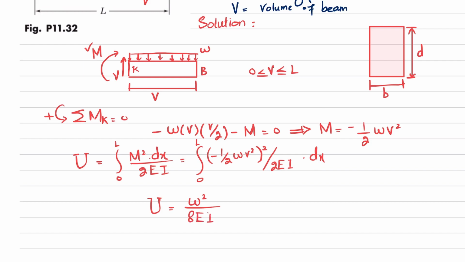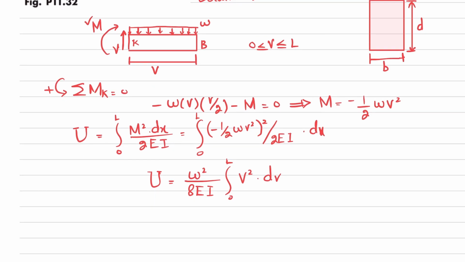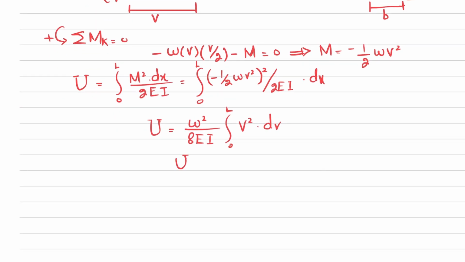8EI times the integral from 0 to L, and we are left with V square dV. So the total strain energy will be equal to W square over 8EI.